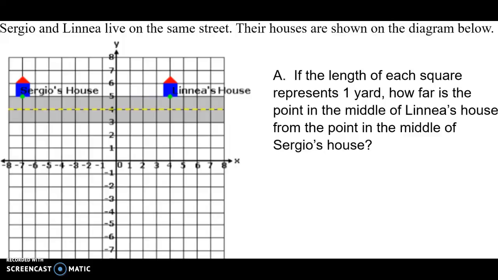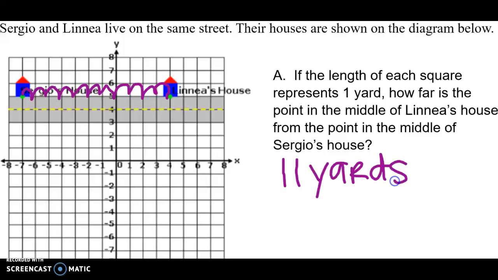So with that being said, we can easily do one of two things. We could do our bunny hop, go from the middle of Sergio's house, 4, 5, 6, 7, 8, 9, 10, 11. So the length of how far is the point in the middle of Linnea's house from the point in the middle of Sergio's house? Well, that answer would be 11 yards.